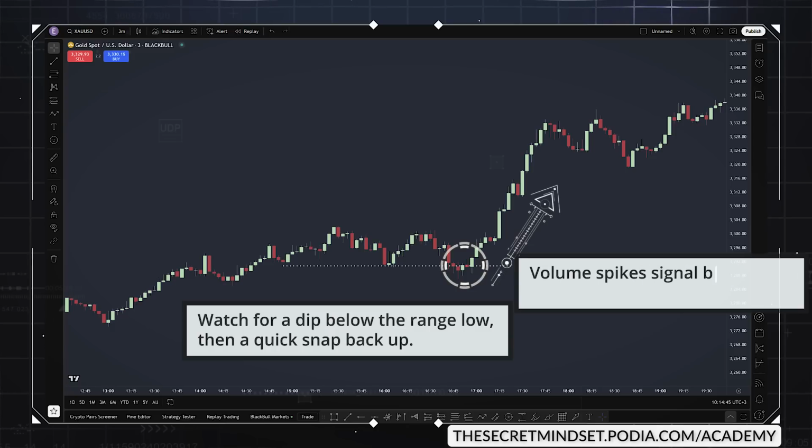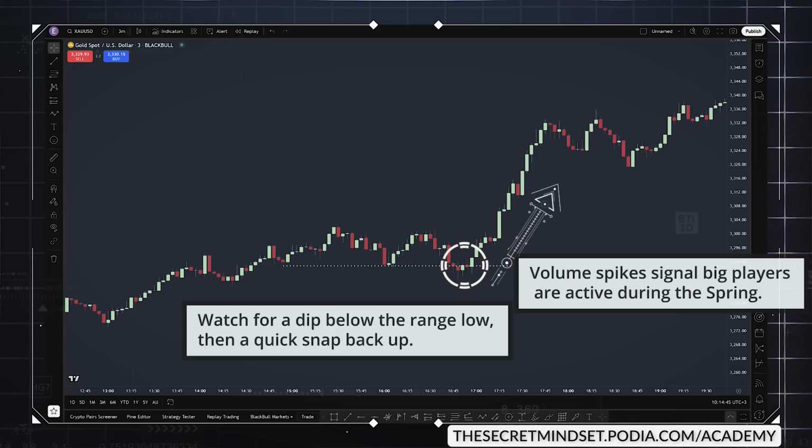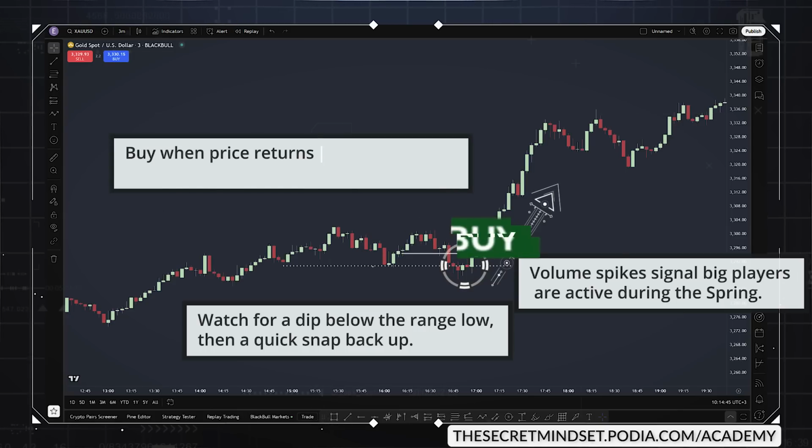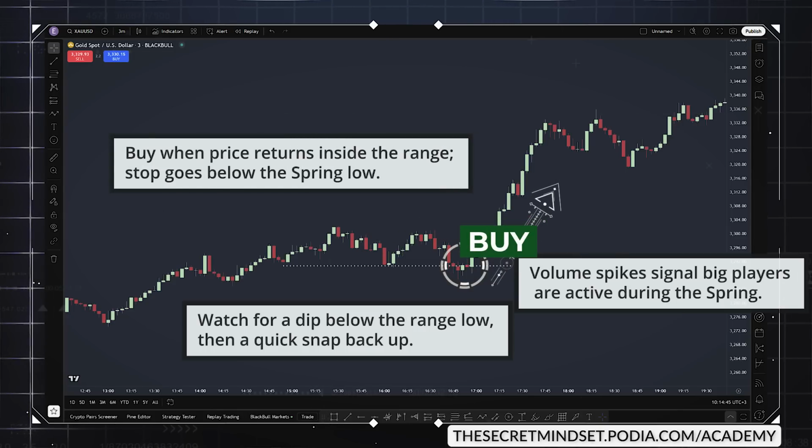Volume often spikes. It shows big players are active. When price comes back inside the range, that's the signal. Now you want to buy. Place your stop just under the lowest tick of the spring. If price returns below that point, the pattern failed. If not, you ride the next move up when the market finally breaks out for real and price runs higher.